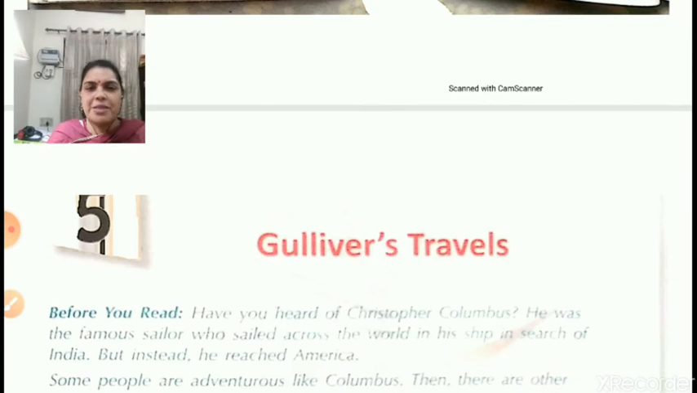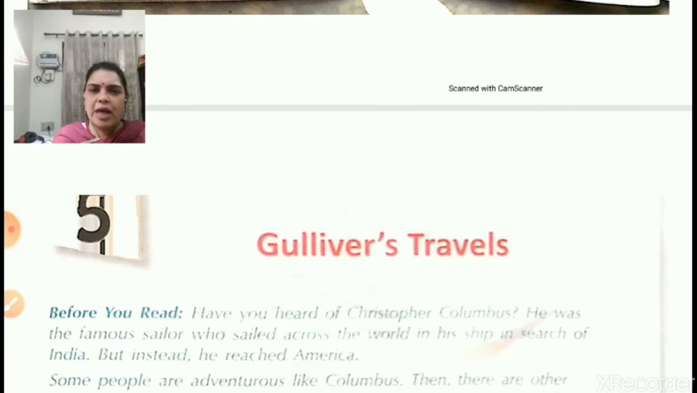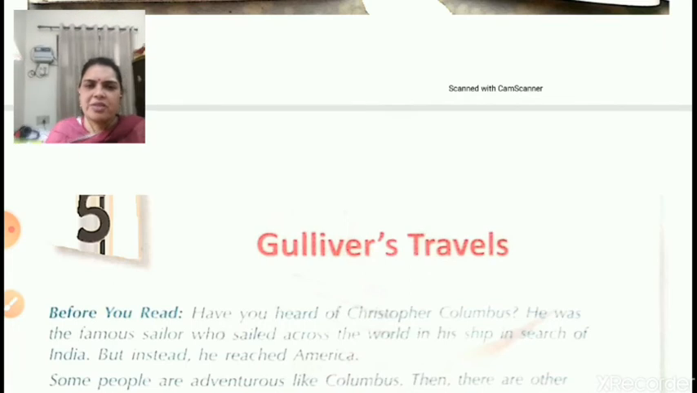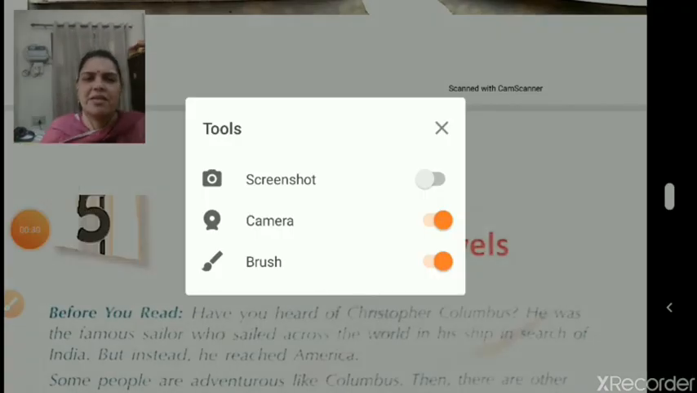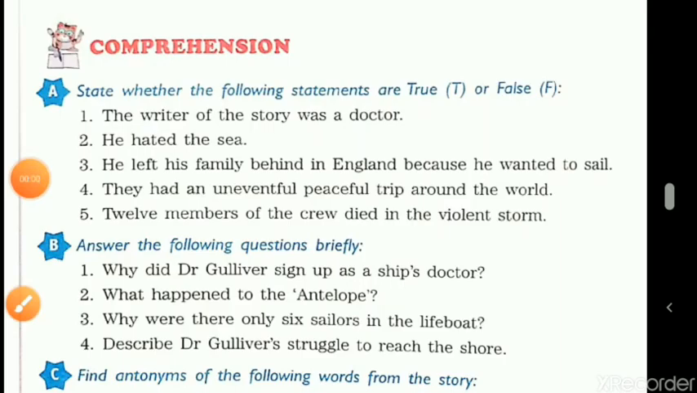Students, today I'll be continuing with lesson 5, Gulliver's Travels. So please turn to page number 42. I'll be explaining the exercises of language structure. Lesson 5, Gulliver's Travels. Students, today I'll be explaining the language structure of lesson 5, Gulliver's Travels. But before I start explaining, I would like to revise all the three exercises of comprehension.